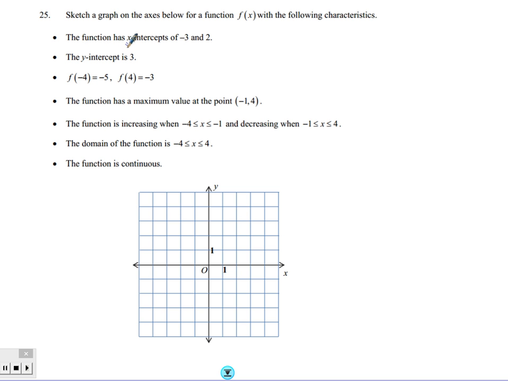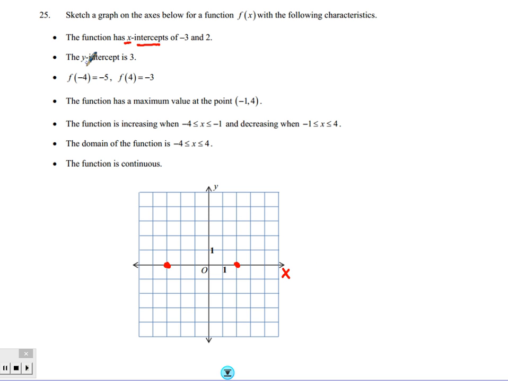The function has x-intercepts of -3 and 2. Intercept means it crosses, so it crosses the x. Here's my x. It crosses the x at -3 and 2. At -3 it crosses, and at +2 it crosses. So we need to go through those 2 points.